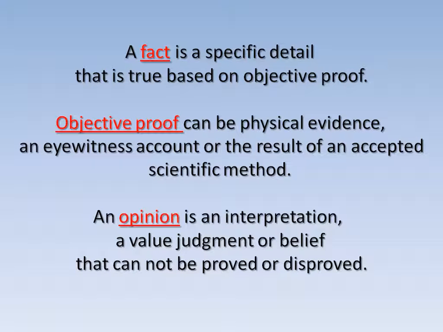A fact is a specific detail that is true based on objective proof. Now let's look at what objective proof is. Objective proof can be physical evidence, an eyewitness account, or the result of an accepted scientific method. An opinion is an interpretation, a value judgment, or belief that cannot be proved or disproved.